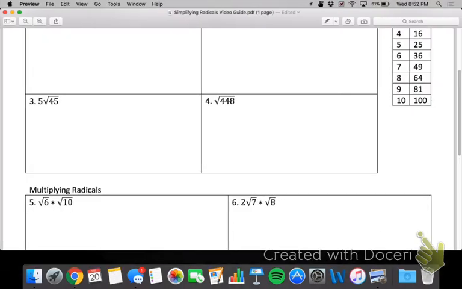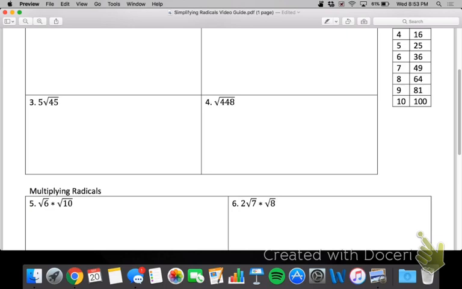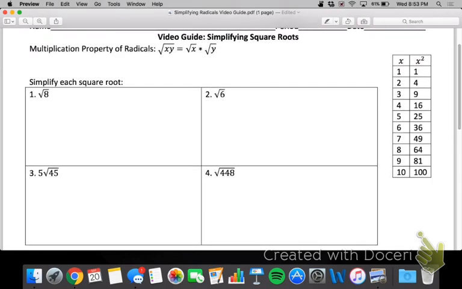Square root of 448. So this is a really big number. I don't know the factors of square root of 448 off the top of my head. I don't know numbers that multiply together to make 448. So what I'm going to start doing is looking at the numbers in this table, and I'm going to start with bigger numbers going to smaller numbers. Because if we find the largest number from this table that evenly divides 448, then we can pull that one out first and it will save us steps in the long run.